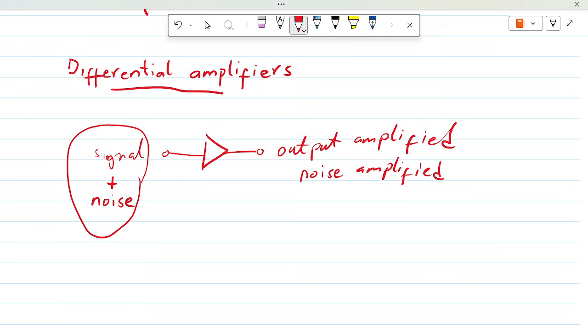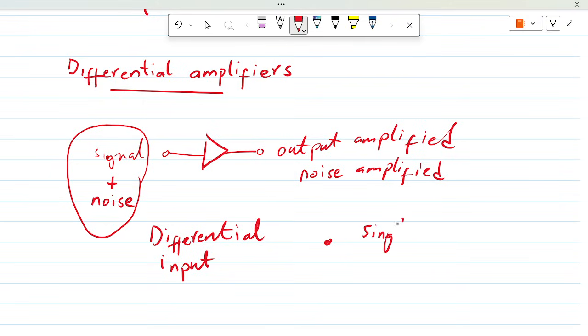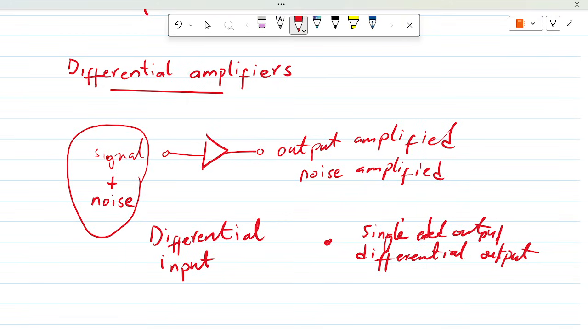So the differential amplifier usually takes a differential input all the times and can take or give out a single-ended output or a differential output. Okay, what do we mean by a single-ended output?